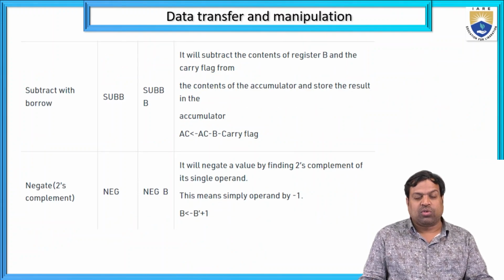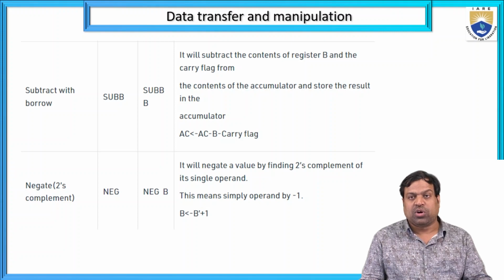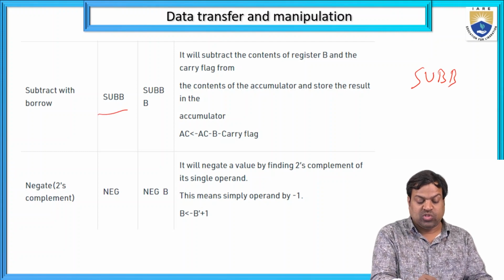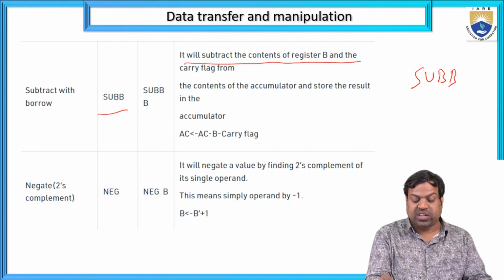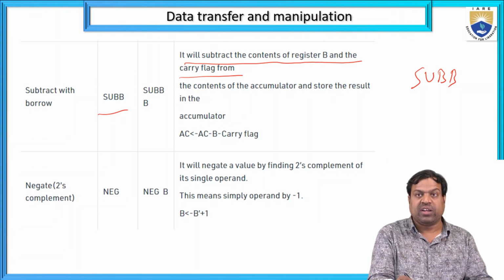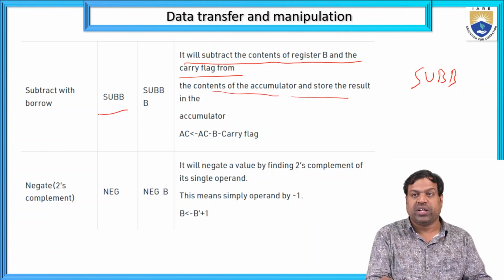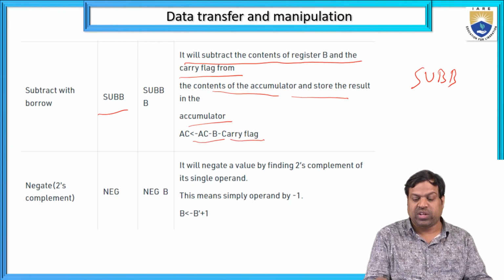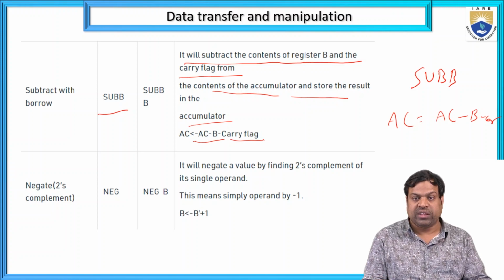Subtract with borrow. If I need a borrow, then I go for SUB with borrow. It subtracts the contents of register B and the carry flag from the contents of the accumulator and stores the result in the accumulator. AC tends to AC minus B minus carry flag. That means accumulator value equals accumulator minus B, borrowing that one. Is there any carry flag?